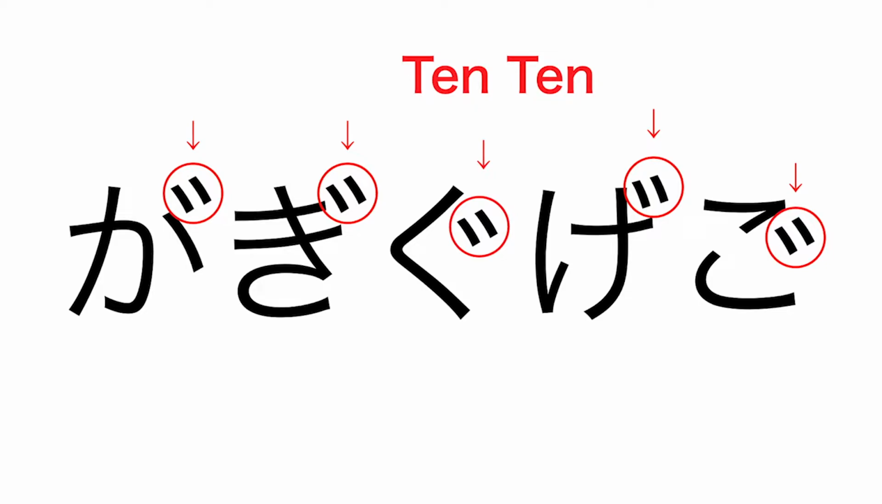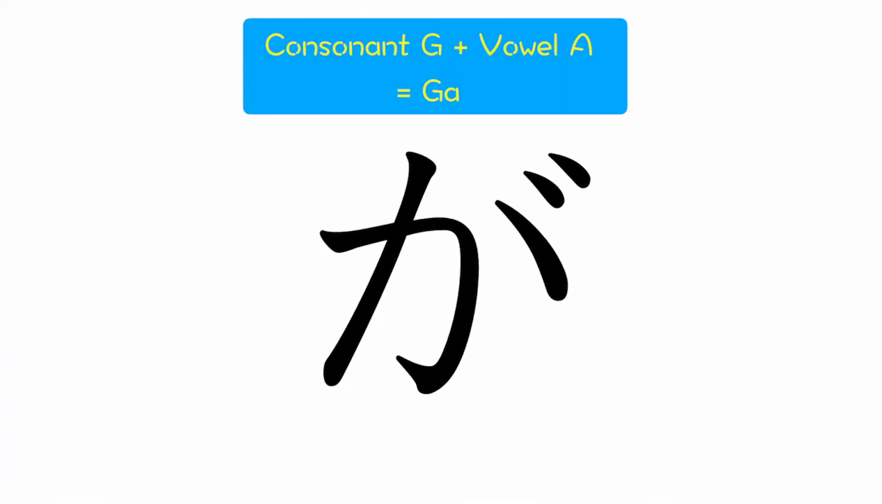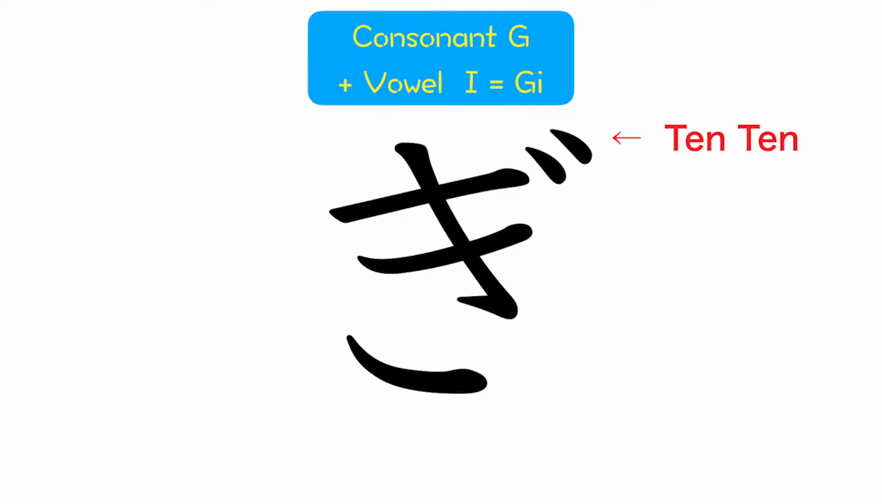For example, ka plus ten is not ka anymore, but the consonant G plus the vowel a, which is Ga, so the sound will be ga. The second one, ki plus ten, this is Gi, so it will be gi.